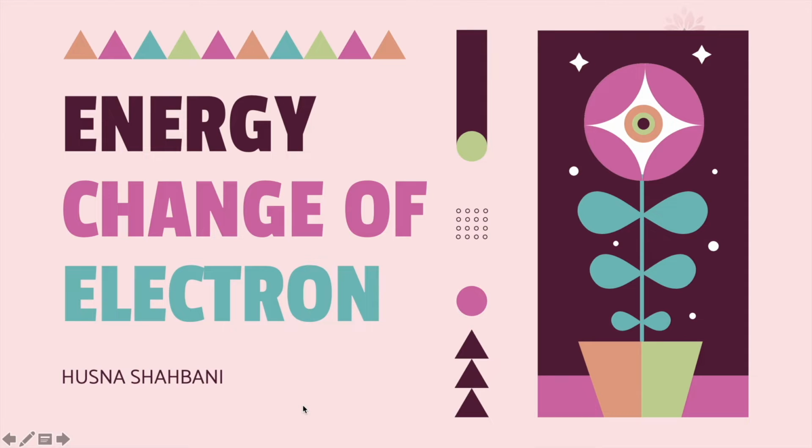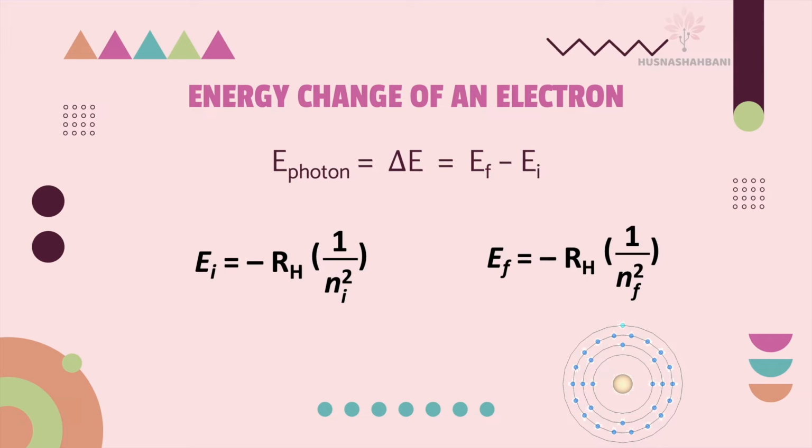Energy change of electron. Energy of photon is equal to the energy change, which is equal to energy final minus energy initial.